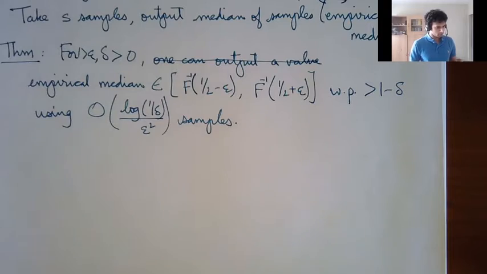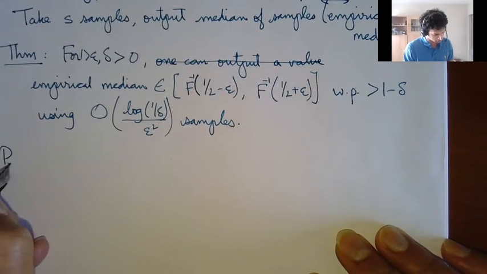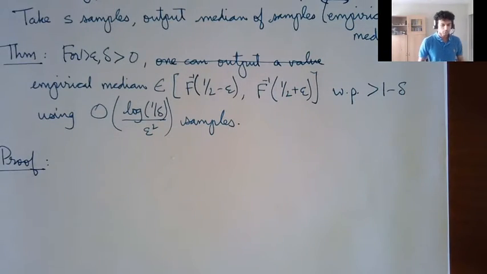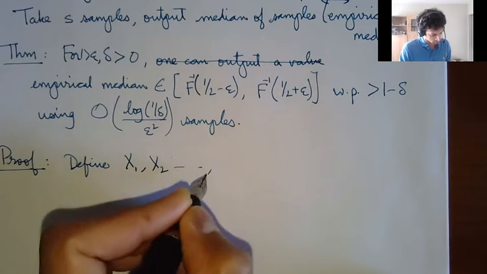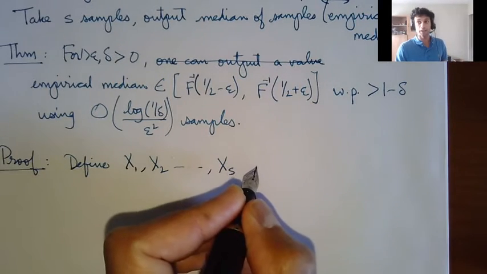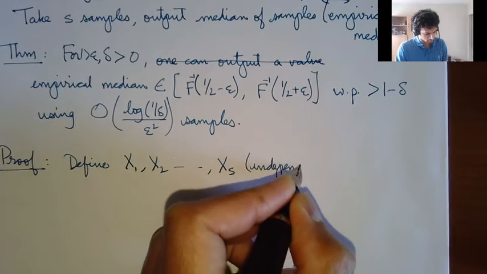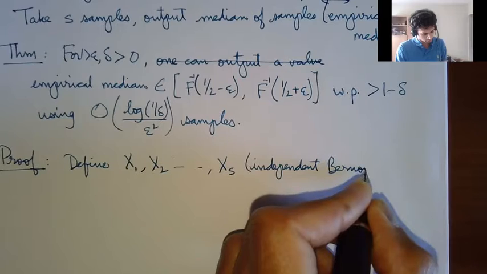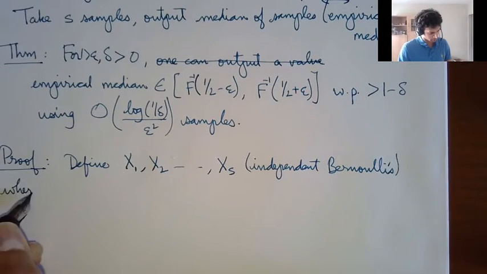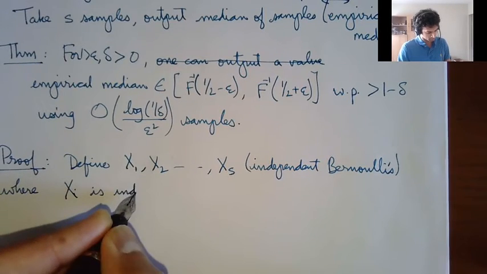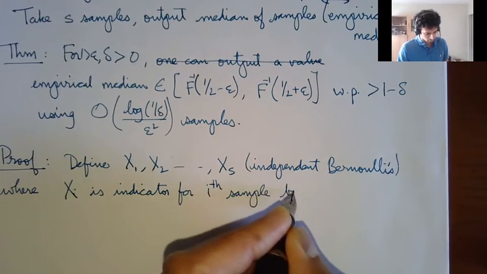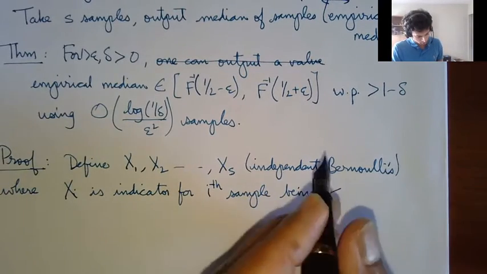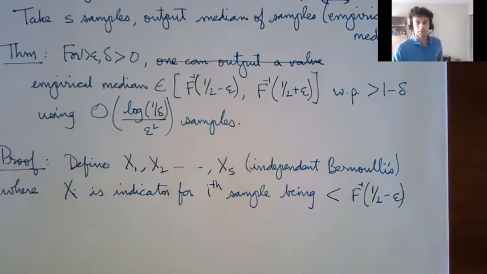So is the theorem clear? Any questions about the theorem? Okay, if not, let me now proceed with the proof. Remember I took S samples, and define x1 to xs. Again, these are going to be independent, in this case identical, Bernoullis, where xi is the indicator for the ith sample being strictly smaller than F inverse of half minus epsilon.